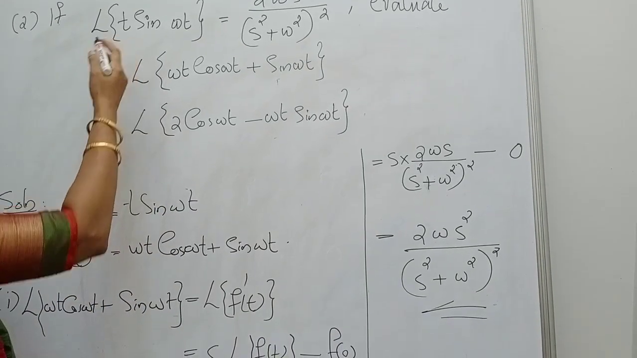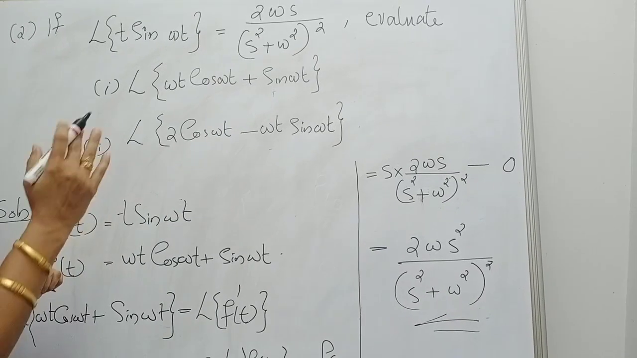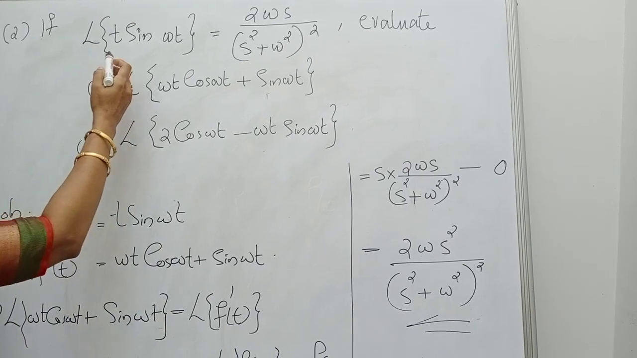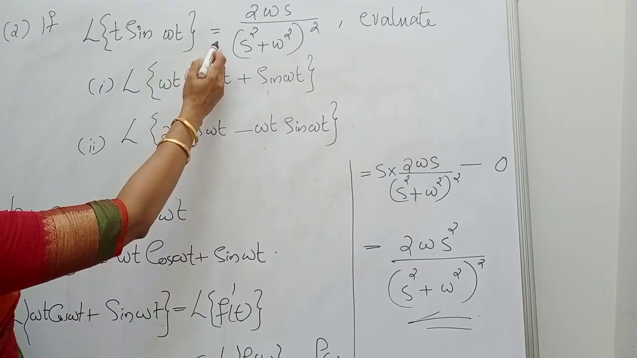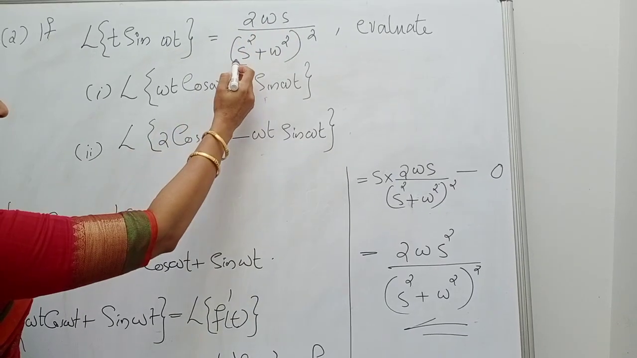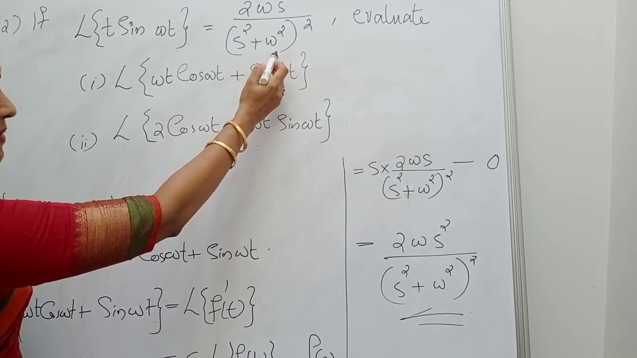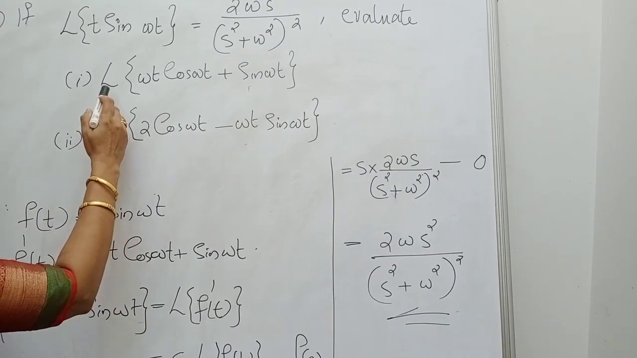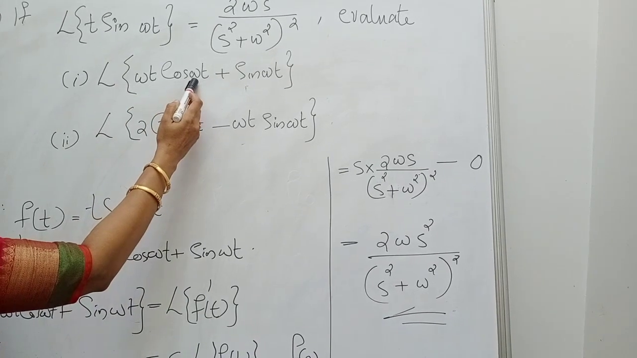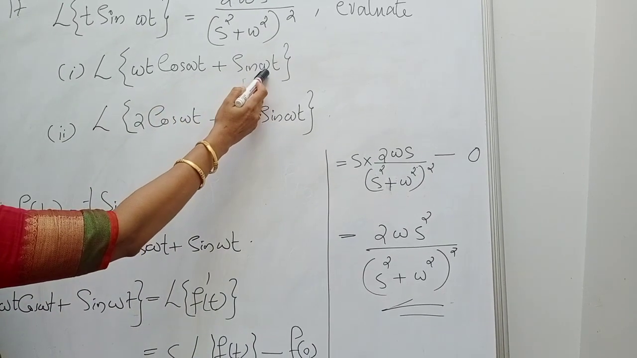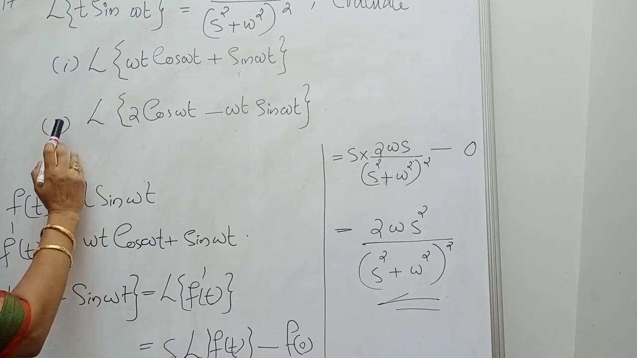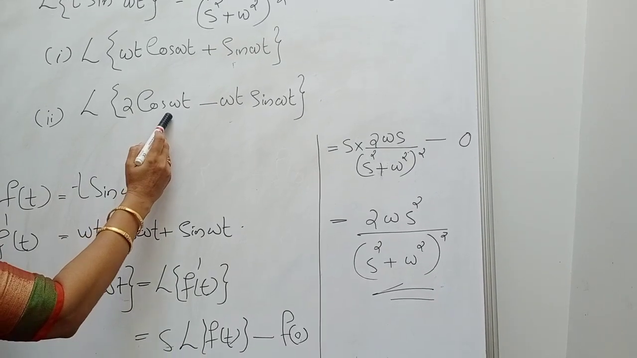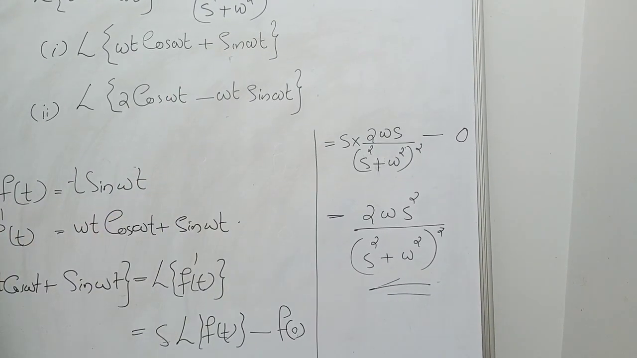Now you look at the next question, and this is very important and frequently asked in university exams. If L of t sin omega t is equal to 2 omega s divided by s square plus omega square the whole square, evaluate L of omega t cos omega t plus sin omega t. It is question number 1. And question number 2, evaluate L of 2 cos omega t minus omega t sin omega t.